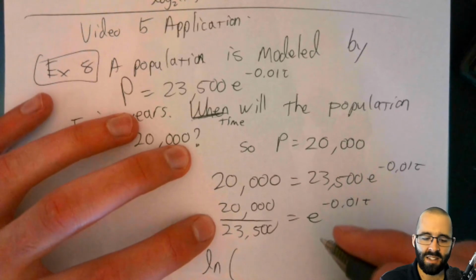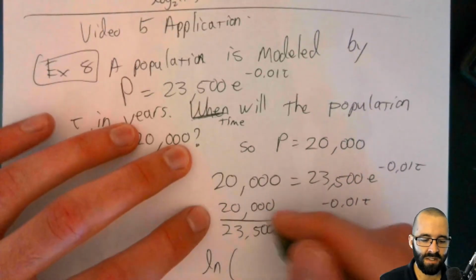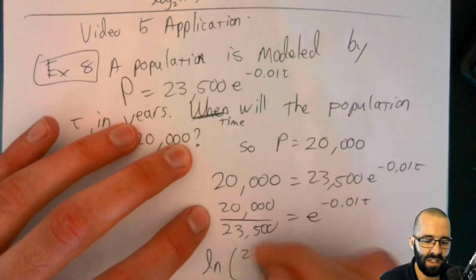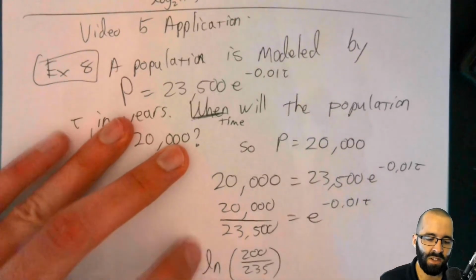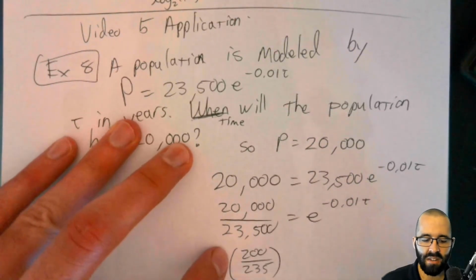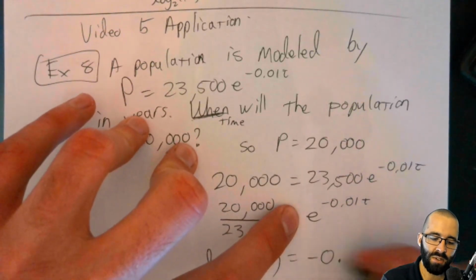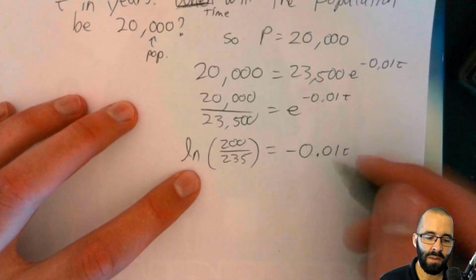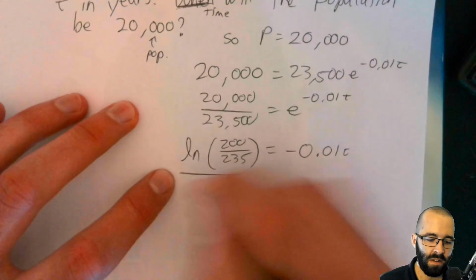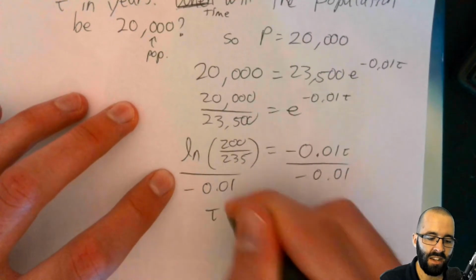Left-hand side, let's keep an exact answer for now, but we can simplify it a little bit. It reduces to more than this, but very quickly we can cancel out the zeros. It's 200 over 235. But again, it reduces even more than that. They're both divisible by 5. Is equal to the natural log of the right-hand side, which just cancels, and we're left with that exponent, negative 0.01t. All right. All that's left is dividing both sides by negative 0.01. Negative 0.01 over here. Negative 0.01 here. And you're going to get that t.